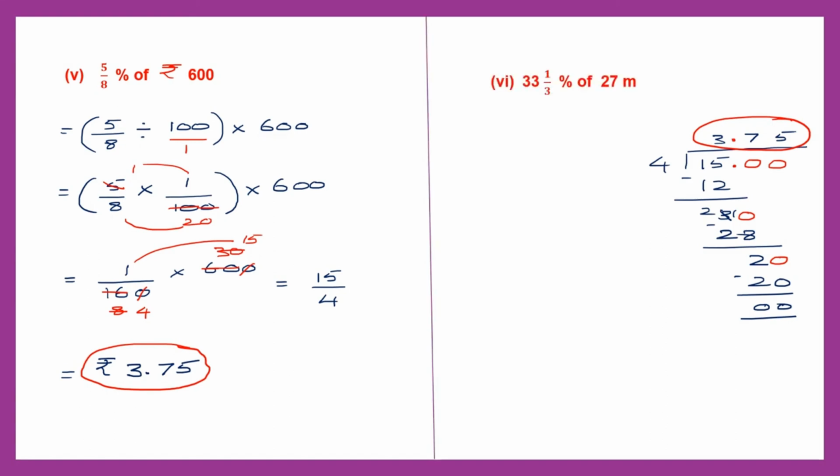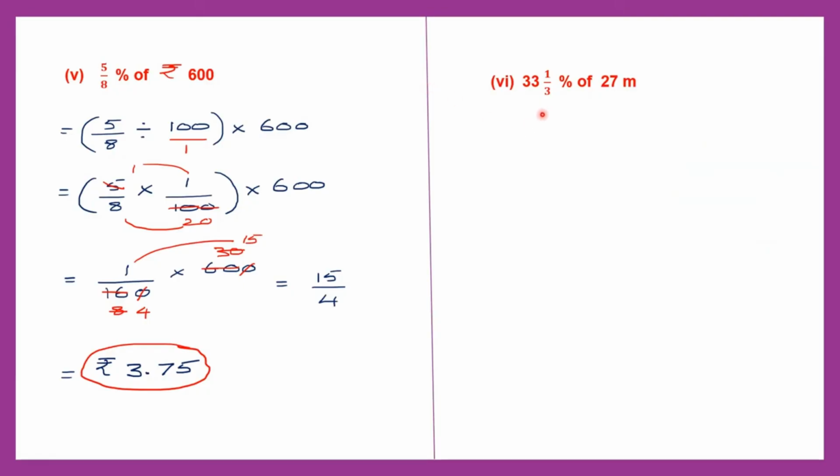Question 6. So let's go on to question 6. Question here is 33 1 by 3% of 27 meters. So what is 33 1 by 3% of 27 meters? So let's write that. So 33 1 by 3, first let's convert it. So 33 into 3 is 99 plus 1 is 100. So 100 by 3% means divided by 100, and divided by 100 by 1. So let me put that within brackets because this is only one small part of it. So this much we got.